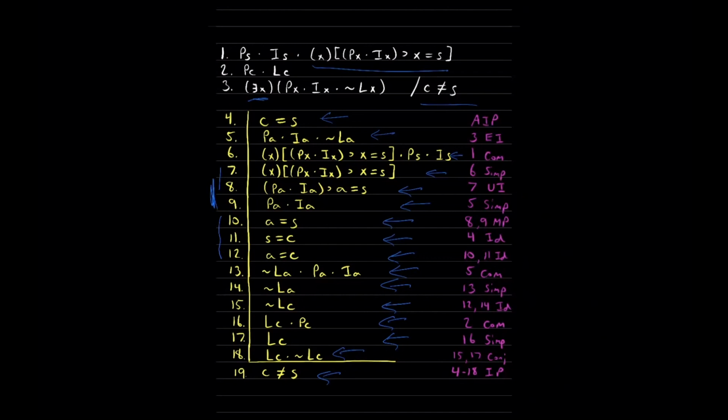C is an L and C is not an L. Some statement and its negation. That's what you see here on line 18. And that's how we're going to conclude our indirect proof.